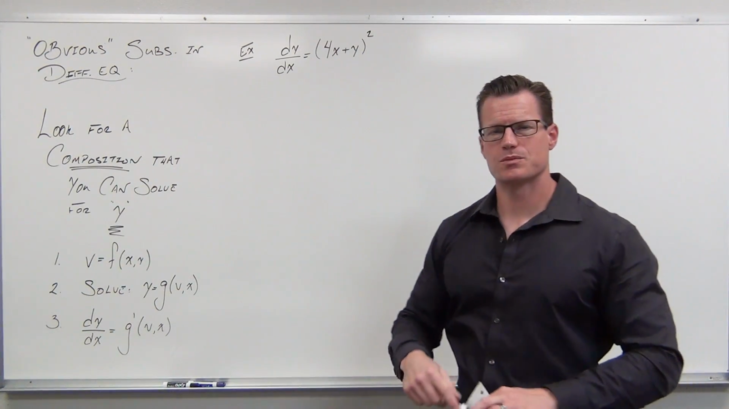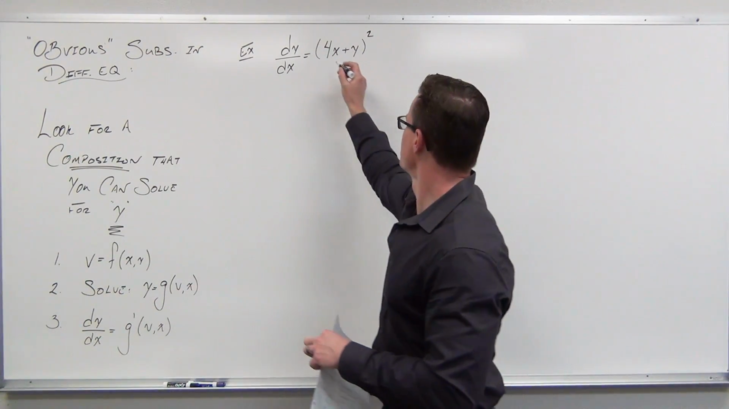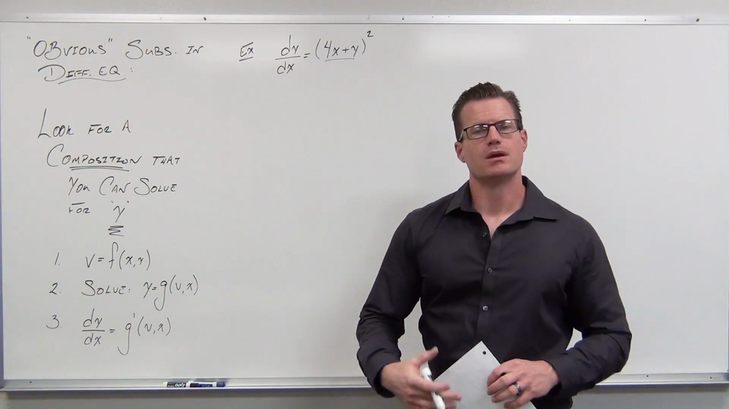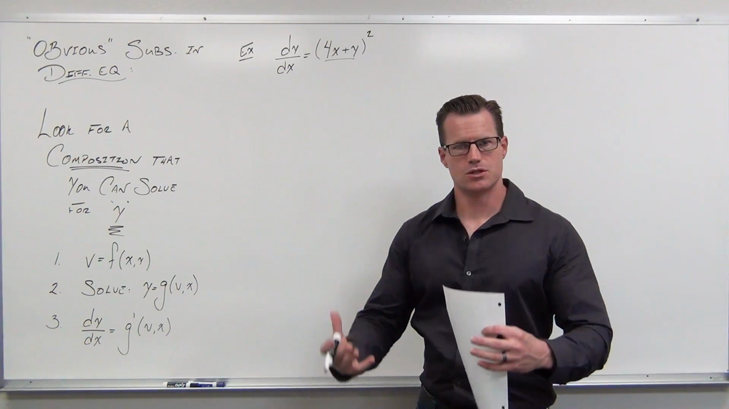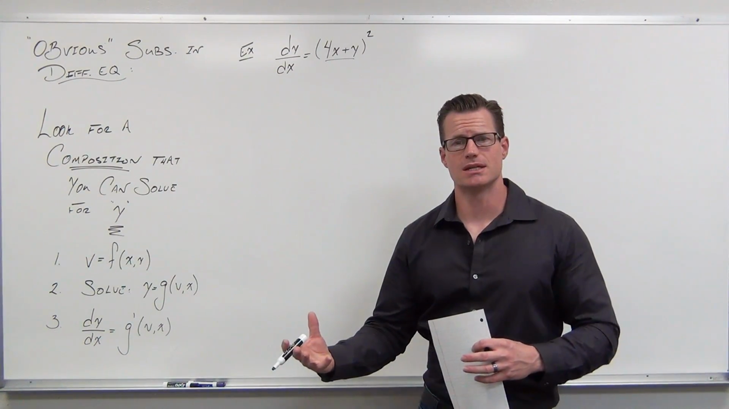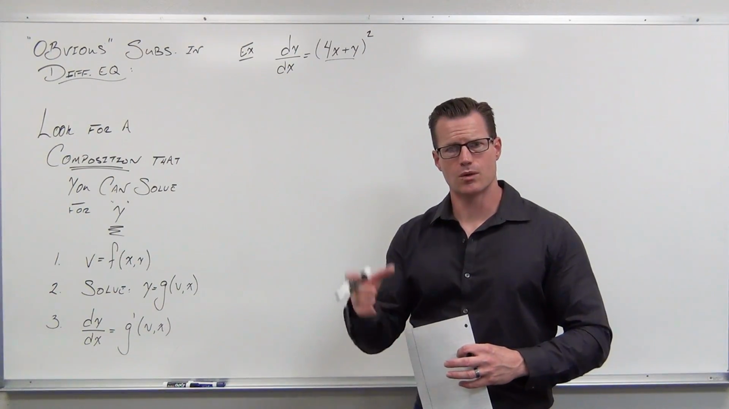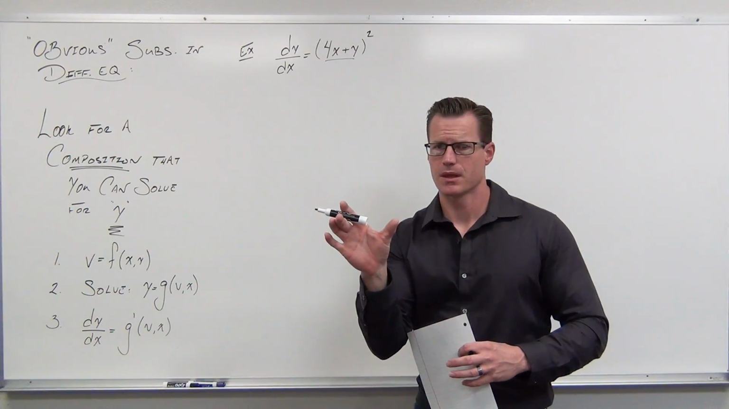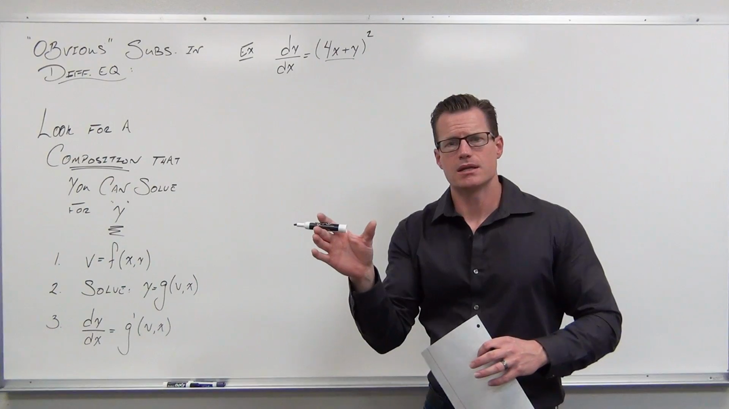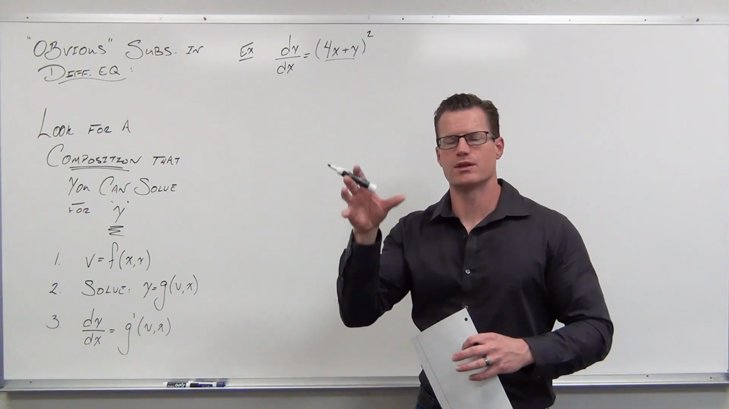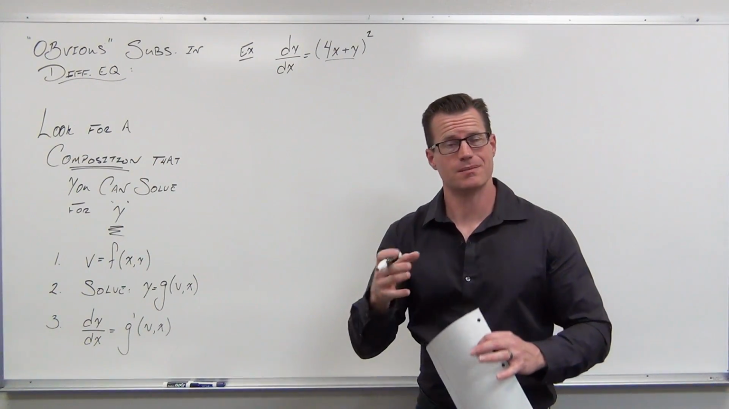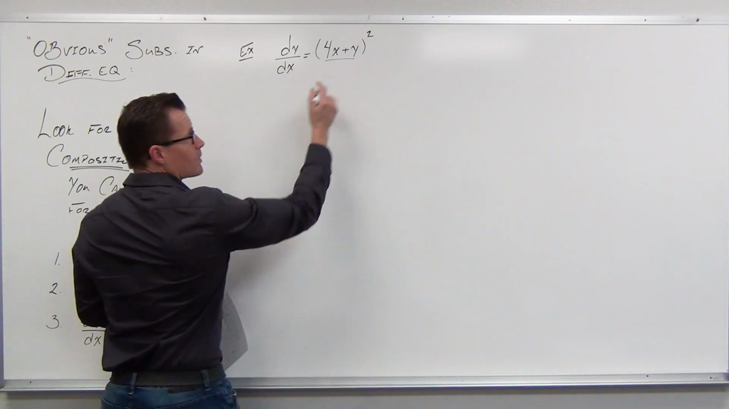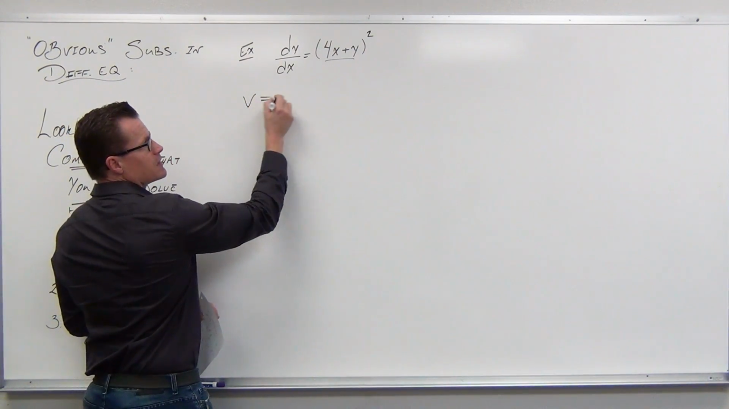So that 4x plus y, we can consider that to be a composition. So one of these obvious substitution techniques says, take that composition where we have a function of x and y, or just a function of y, whatever it is, inside something that's raised to a power, or that's grouped all together, and call it v. Let's try that. So we're going to take our composition and say, let's call that v.